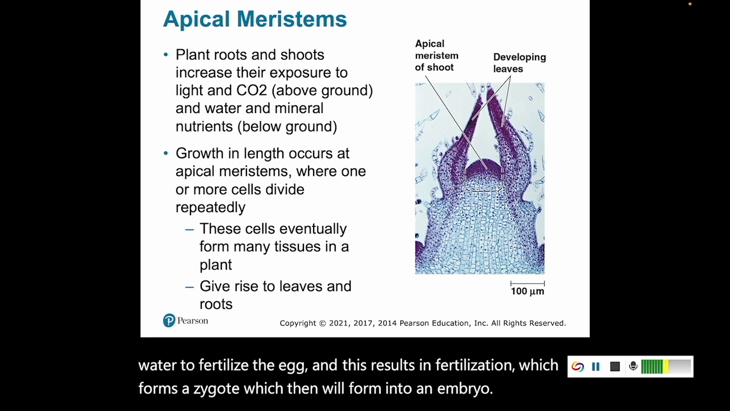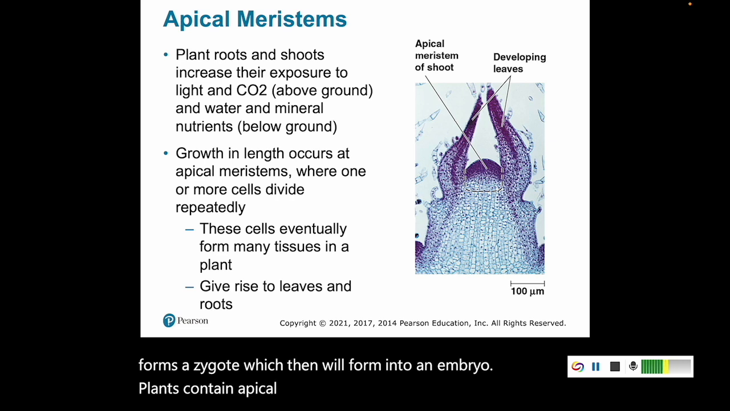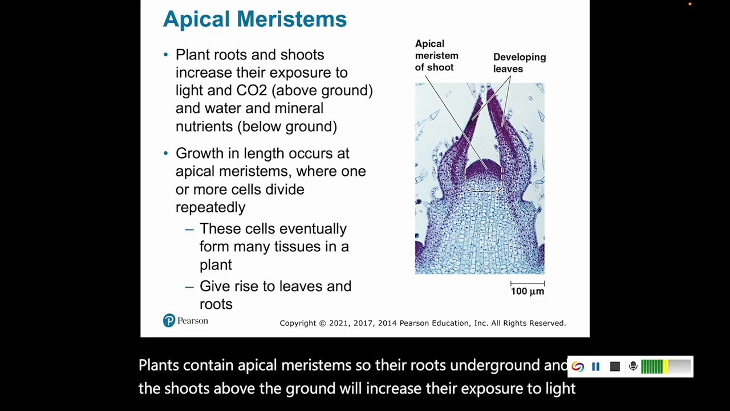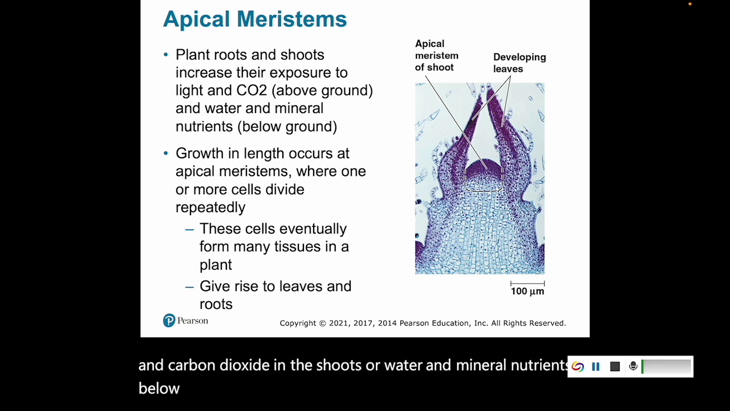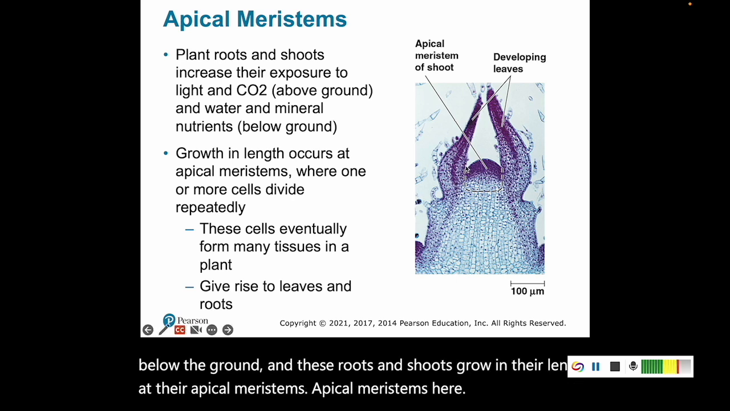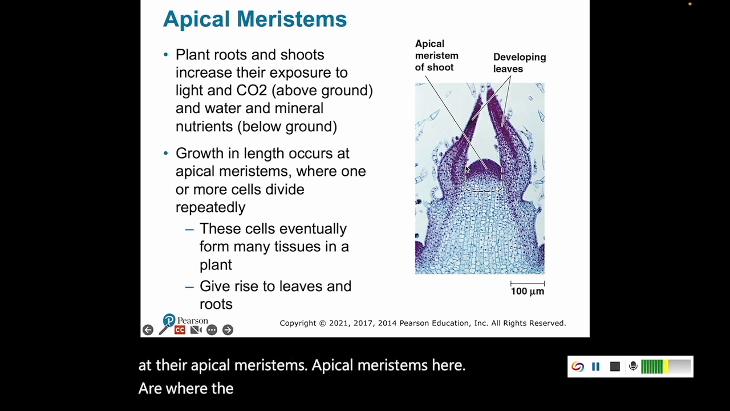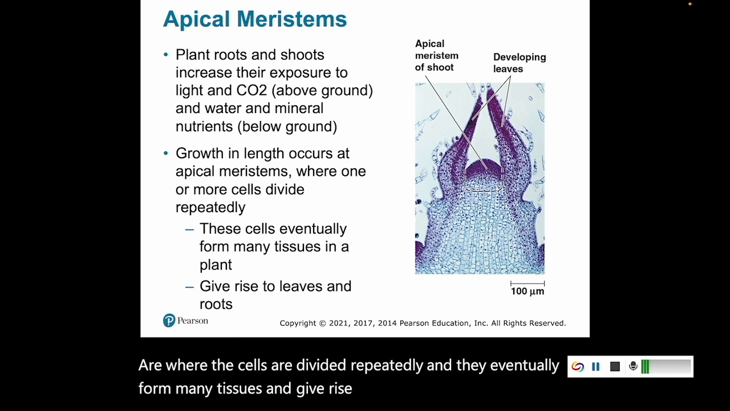Plants contain apical meristems, so their roots underground and their shoots above the ground increase their exposure to light and carbon dioxide in the shoots, or water and mineral nutrients below the ground. These roots and shoots grow in length at their apical meristems. Apical meristems are where the cells divide repeatedly, and they eventually form many tissues and give rise to leaves and roots.